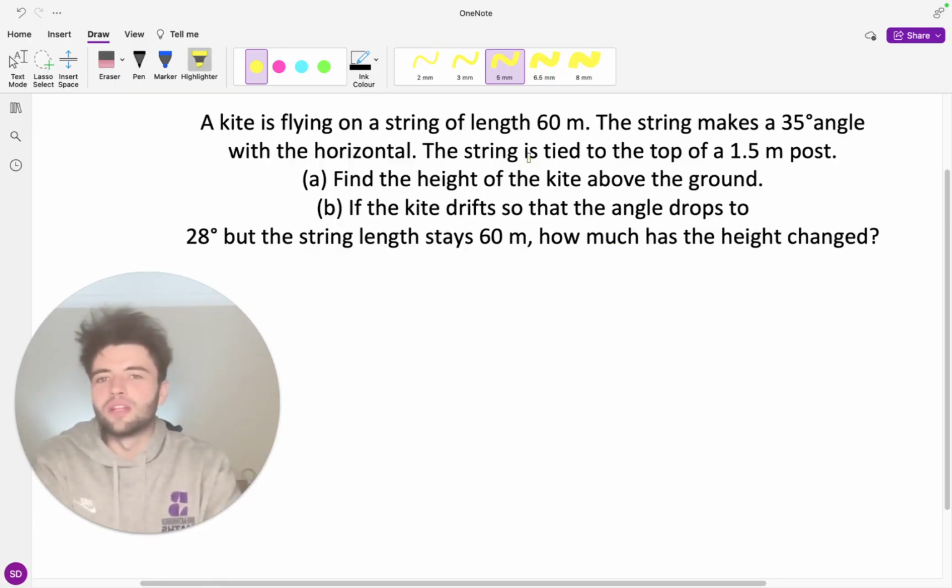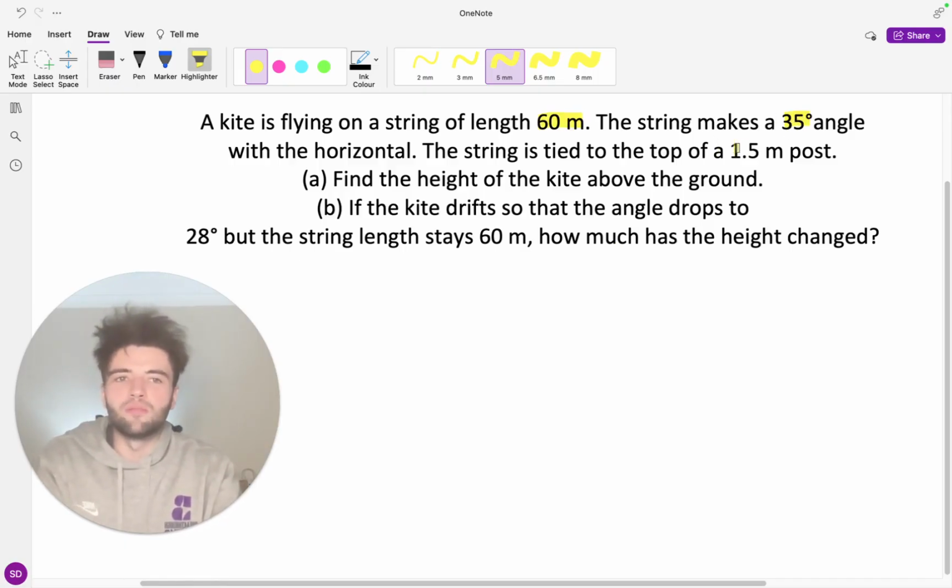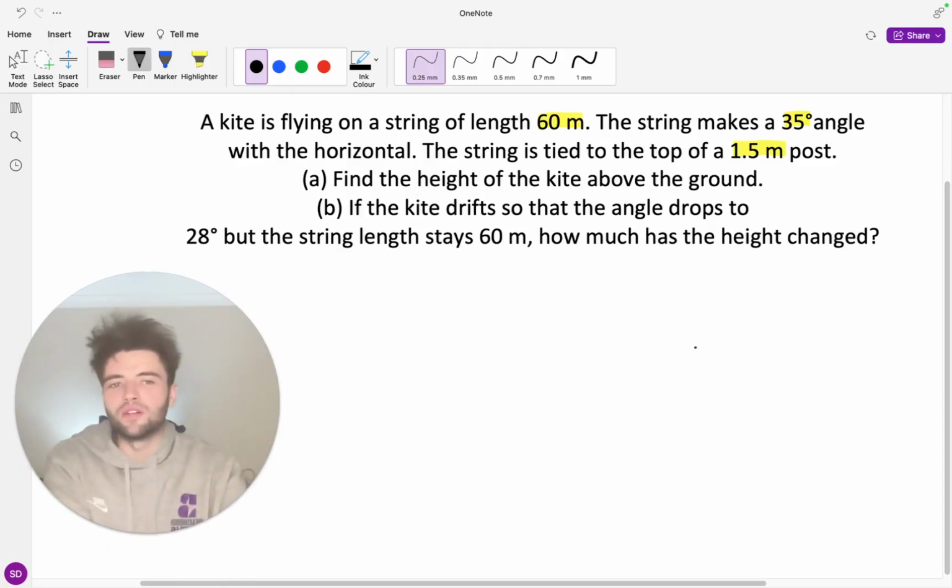But we're basically told that a kite is flying on a string of length 60 meters, and the string makes an angle of 35 degrees with the horizontal or the ground, and the string is tied to the top of a 1.5 meter post. And so what I always do straight away is just draw a diagram. That's always going to be my process, and I think it does help.